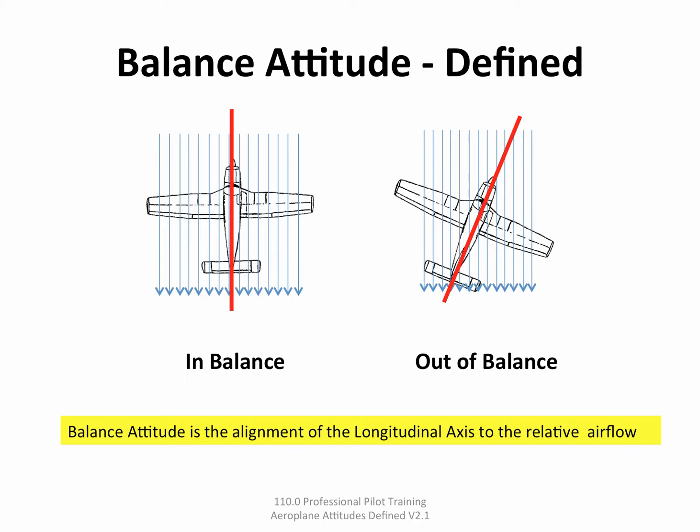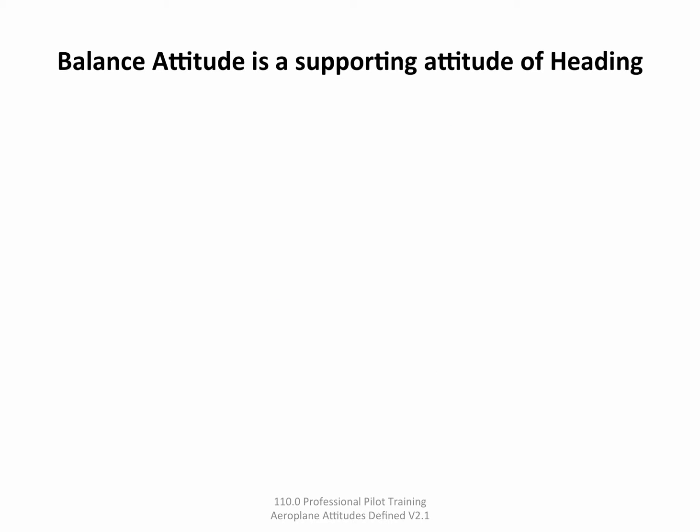When the longitudinal axis is across the relative airflow, the aeroplane is out of balance. It will be yawing slightly to change the heading along the line of the wings. The balance attitude is a minor supporting attitude that influences heading.